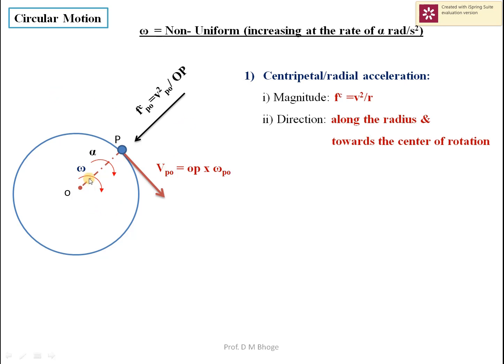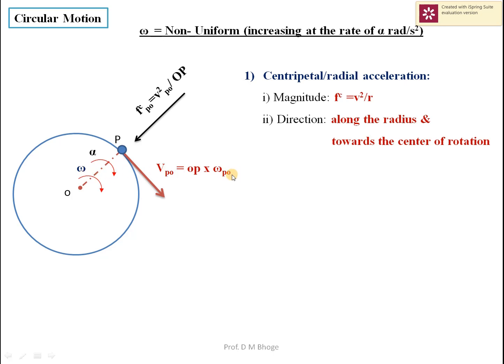Now we are considering that omega is increasing at the rate of alpha. So alpha will point in the direction of omega, since speed will increase in the direction of motion. So alpha will act in the direction of omega, that is alpha will be clockwise.